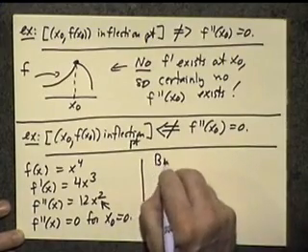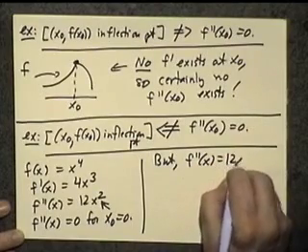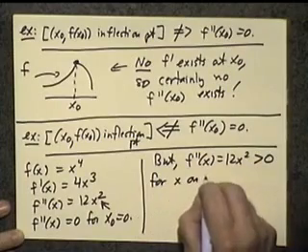But notice that f double prime of x, which is 12x squared, is greater than 0 for x on either side of 0.